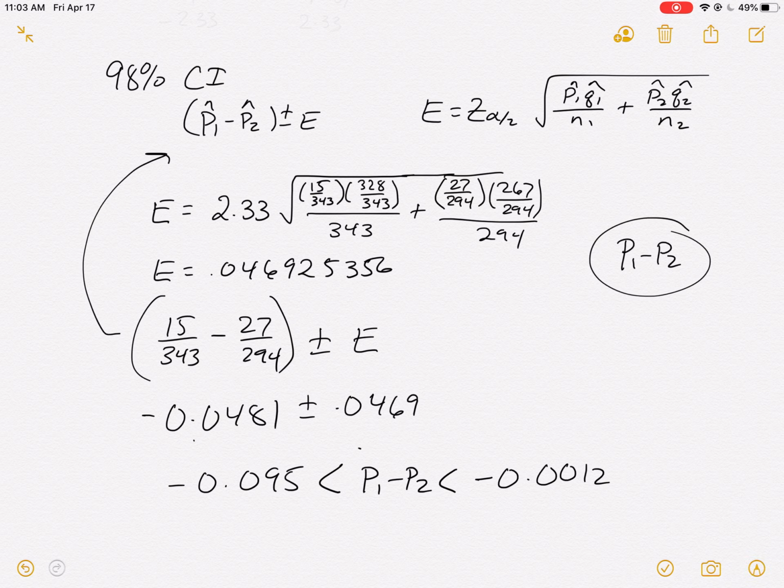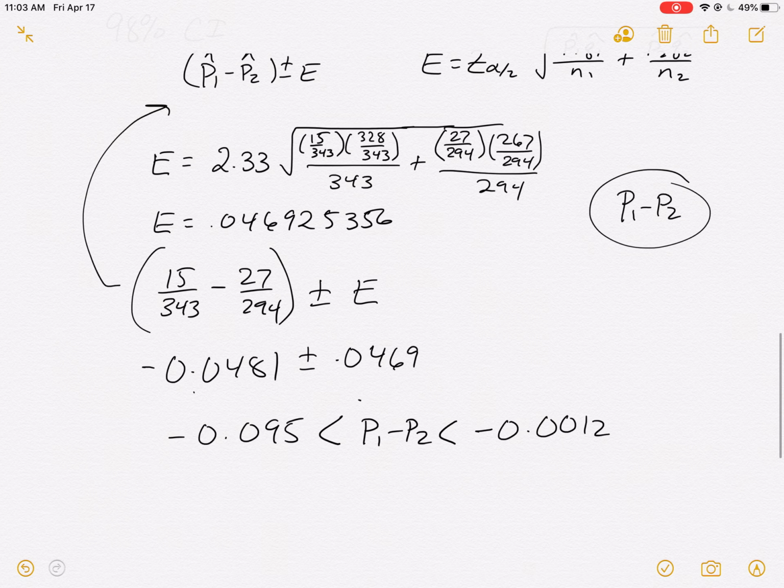I'm leaning over looking at what they have in the back of the book. For that part B, they identified 98%, and we have the exact same numbers they have. And so this is great. And we have this exact interval that P1 minus P2 could be.